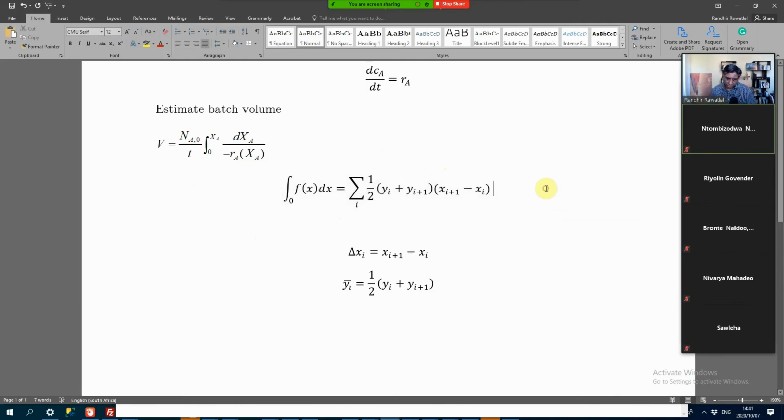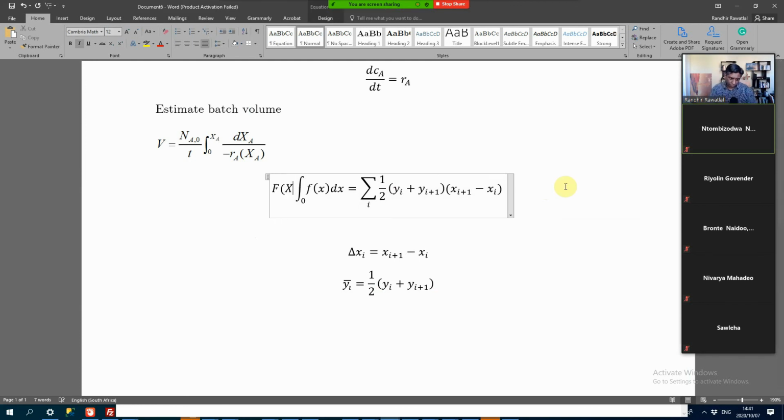We can say f of x is the cumulative integral, so f of x in dx. Right, let me try something here in terms of getting those limits.